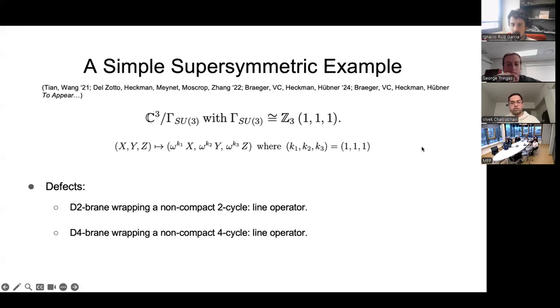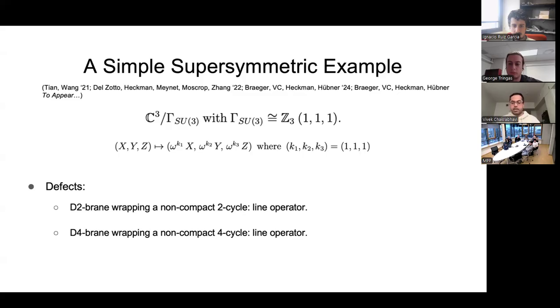So let's just start with a very simple supersymmetric case. I'm taking the orbifolding group to be the cyclic group Z3, where the Z3 acts with weight 1 on each of the coordinates of the C3. In particular, what I mean by this is, let's say the directions of the C3 are given by X, Y, and Z. Then the Z3 group acts via a phase on each of these coordinates, and the weight of the phase is 1 in this case.